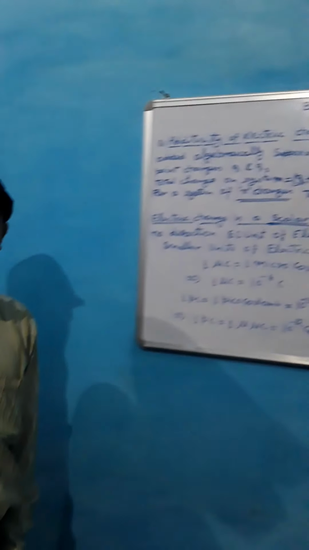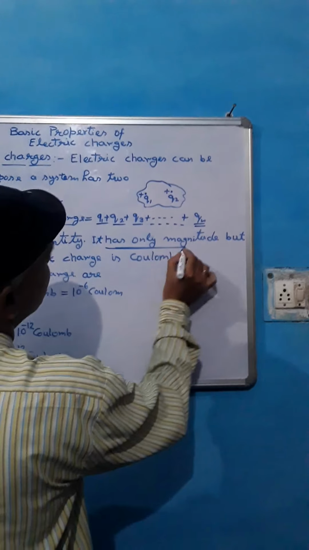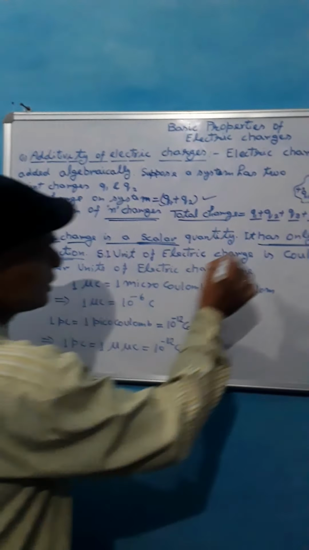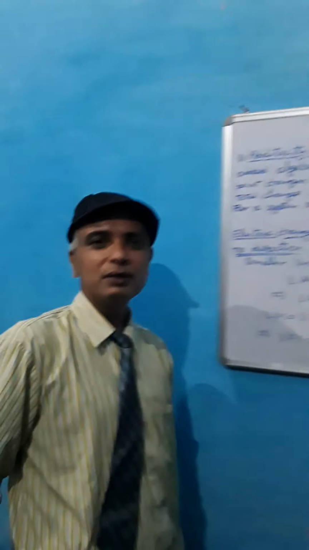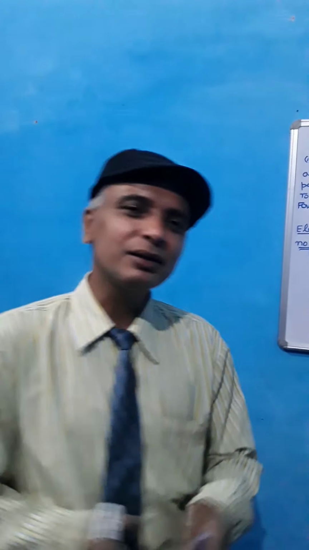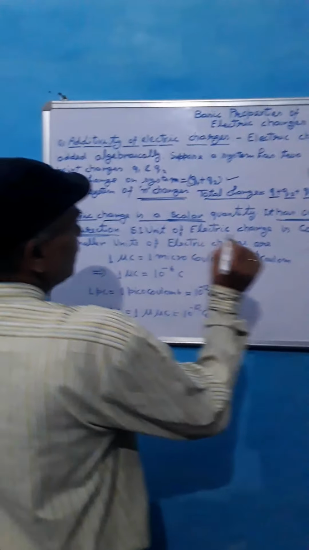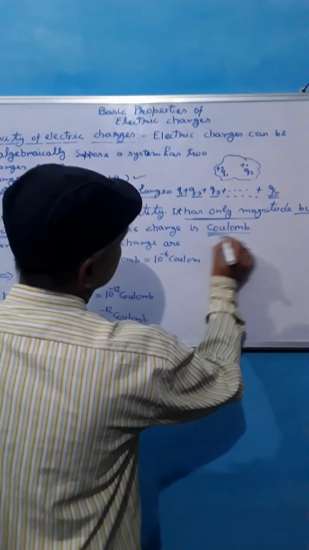Now one important fact: electric charge is a scalar quantity. Why is it so? It is a scalar quantity because it has only magnitude but no direction. Those physical quantities which have only magnitude but no direction are said to be scalar quantities, and electric charge falls in this category. The SI unit of electric charge is coulomb.